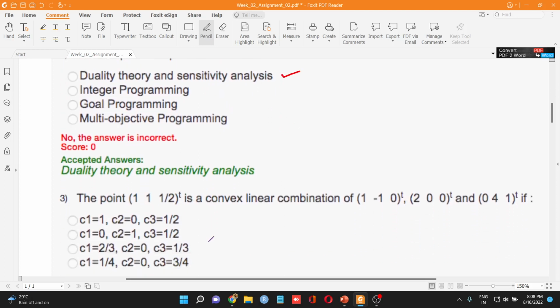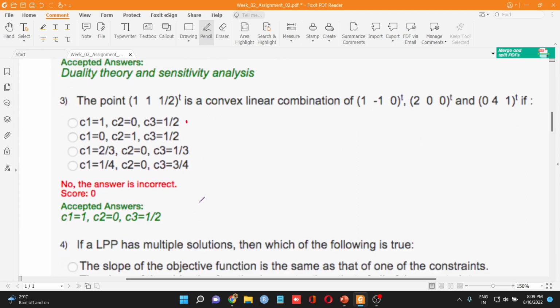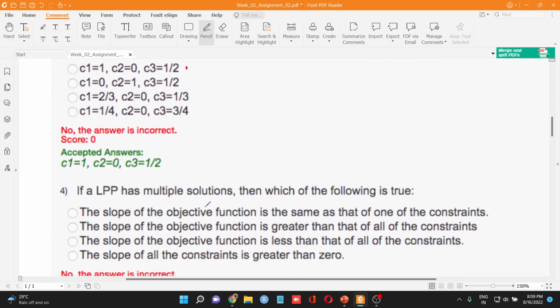And for this question, we had already discussed that the convex linear combination of some points is given, and what are the values of the convex set. We solved that, A or B in this. And please let me know the answer for question 4.